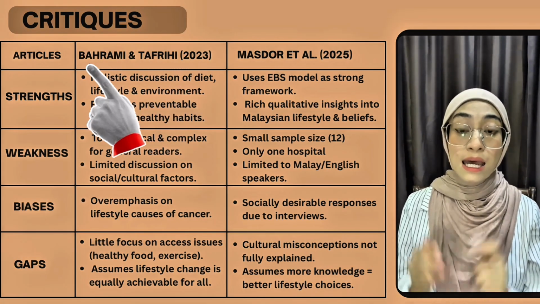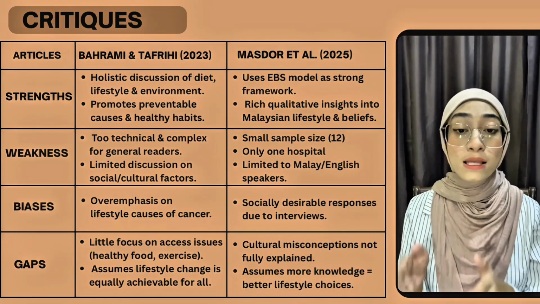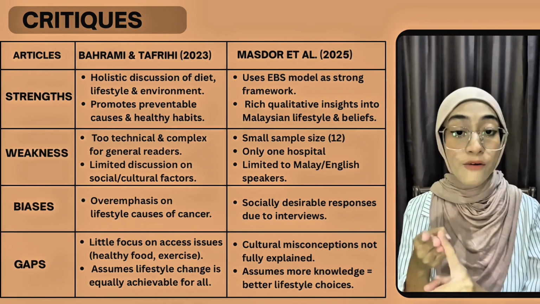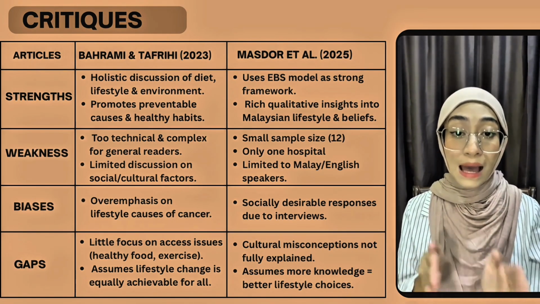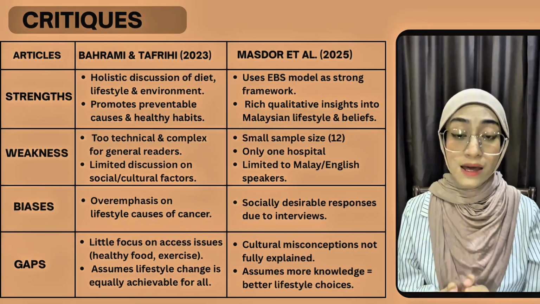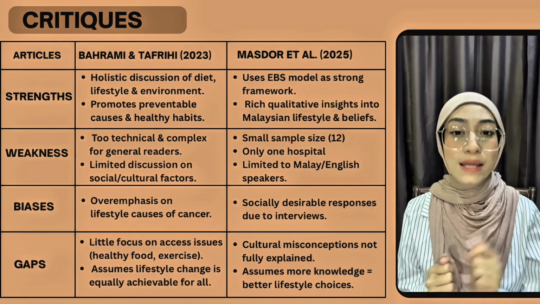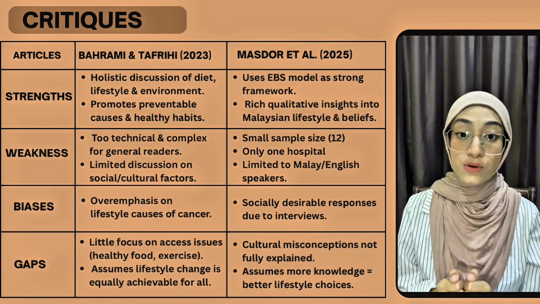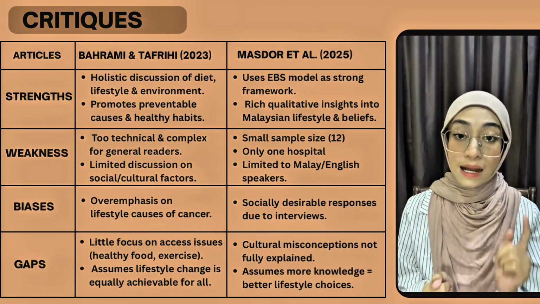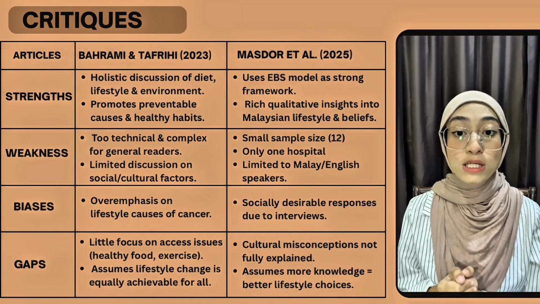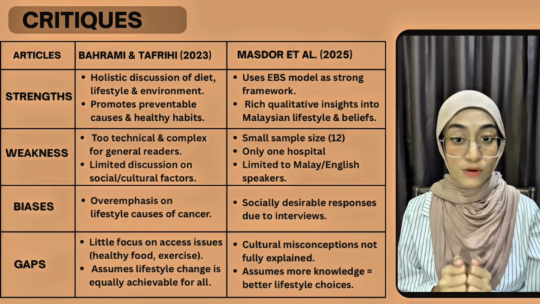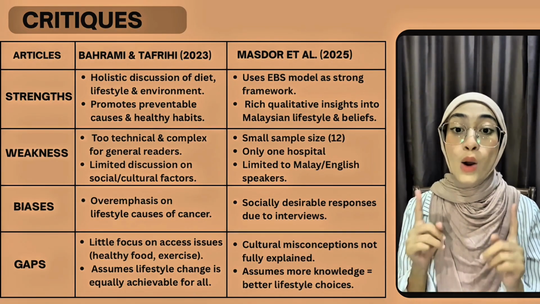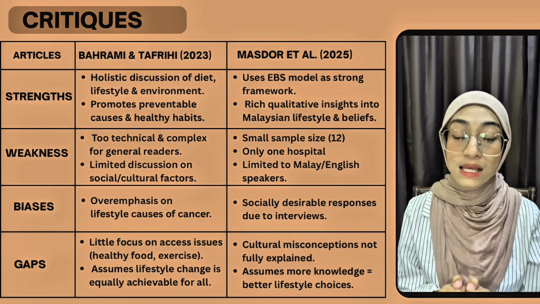For the first article, it is strong because it takes a holistic view of cancer by combining lifestyle, diet, and environmental factors. It encourages preventive habits, which is good for public health. However, the explanation is quite technical, involving scientific concepts that can be difficult for general readers to understand. The article also gives limited attention to the social and cultural influences, and it tends to focus too much on the lifestyle causes while underplaying genetic and environmental factors.